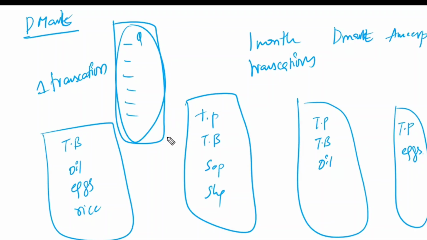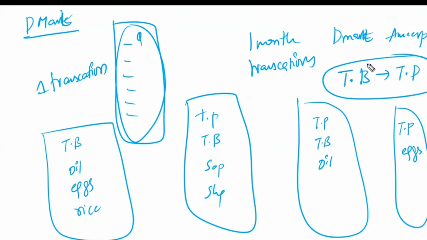Right? Now, in each transaction that I'm having, whichever pattern is commonly appearing, that one I'm going to identify. So here I'm going to identify that most of the people who are buying the toothbrush are also buying toothpaste. Okay, this is the association.